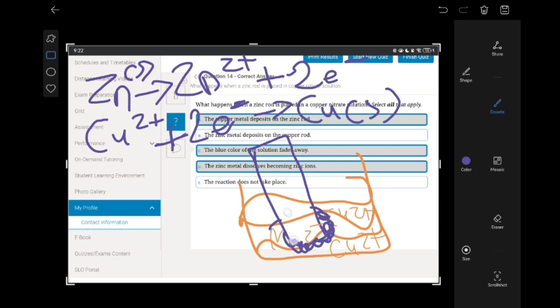The blue color of the solution fades away. Because look, Cu2+, when dissolved, gives a blue color when it's aqueous, but we just made it solid, so there's not enough aqueous Cu2+ to make it as blue, and then the zinc metal dissolves, becoming zinc ions. Yeah, that's exactly what happened here. See, the zinc dissolved and then gave out ions and electrons.